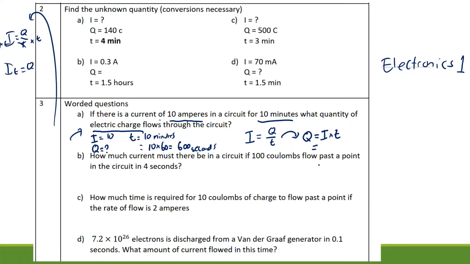So that means if I substitute I, which is 10 amps, times T, which is 600 seconds, I get 6,000, and the units for the charge are coulombs. I get 6,000 coulombs worth of charge. That's the answer to that first one.